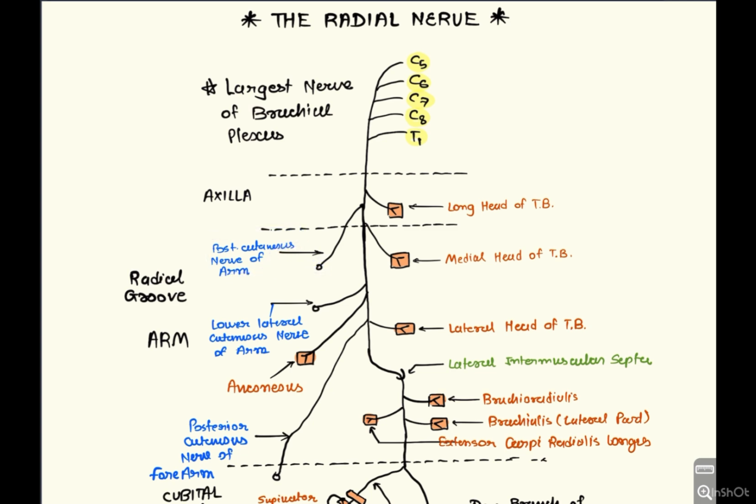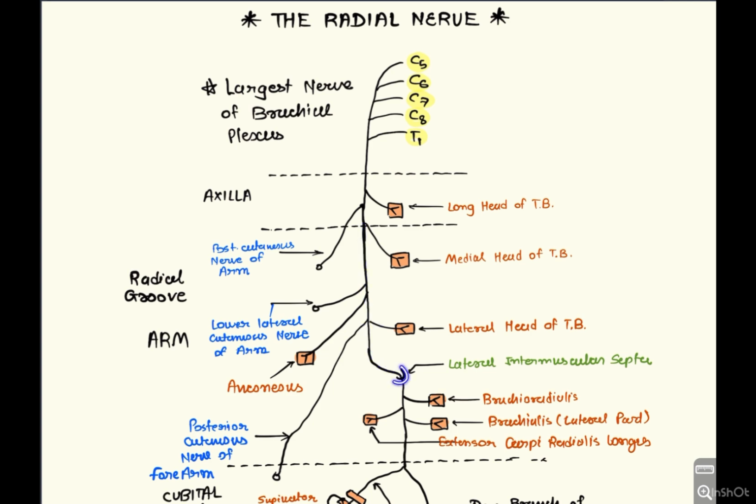After passing through the lower triangular space, it will enter the back of the arm and enter the radial groove. It will run in the radial groove along with the profunda brachii artery, right? And when it is running in the radial groove, it will also give two muscular and two cutaneous branches. The two muscular branches are to the lateral head of triceps and to the anconeus. And then it will give two cutaneous branches, the lower lateral cutaneous nerve of arm and the posterior cutaneous nerve of forearm. So it will supply the lower lateral part of the arm and the posterior part of the forearm, right? So in the back of the arm it is giving these branches in the radial groove.